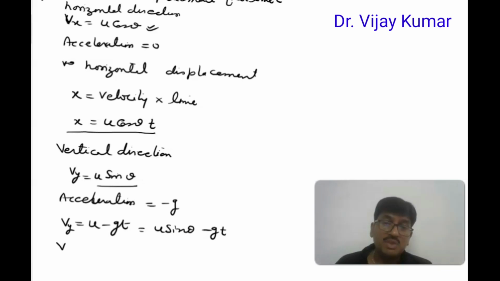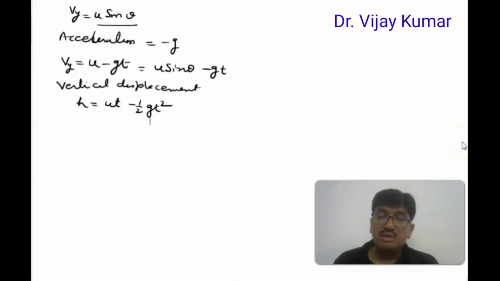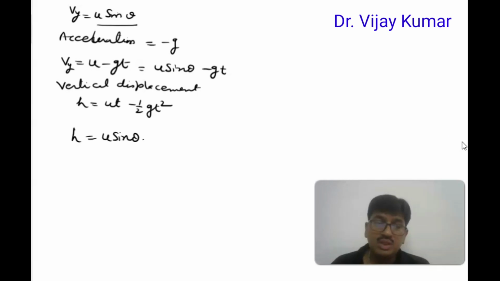And vertical displacement after time t. We know that h is equal to ut minus half gt square, and we can consider h is equal to u sin theta into t minus half gt square. This is the vertical displacement after time t.